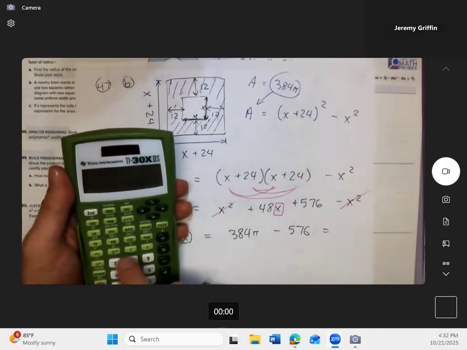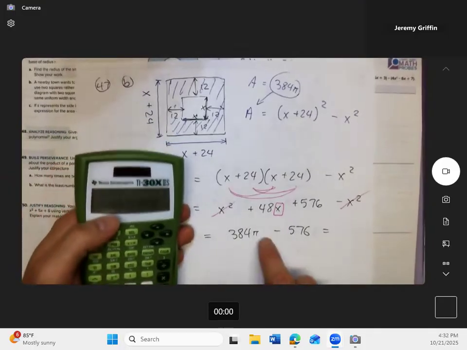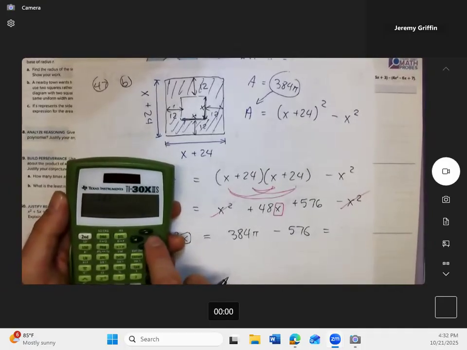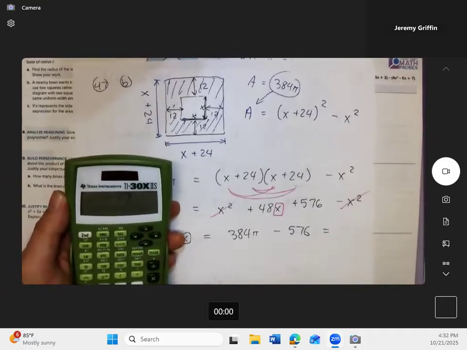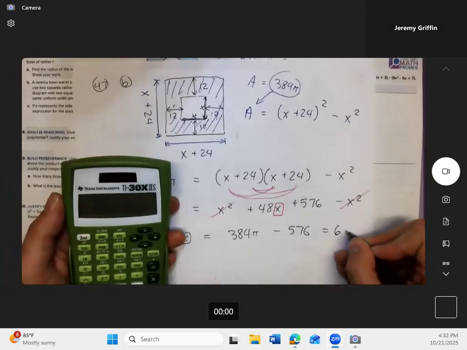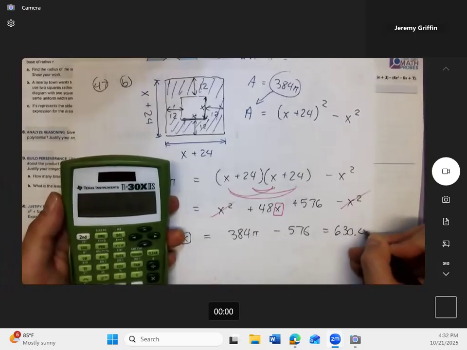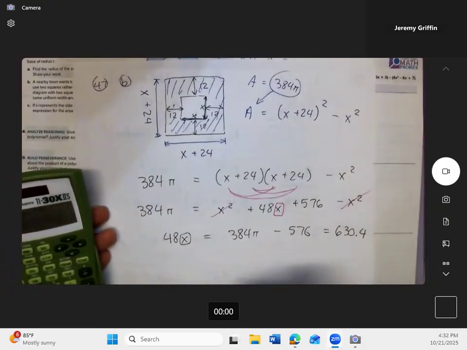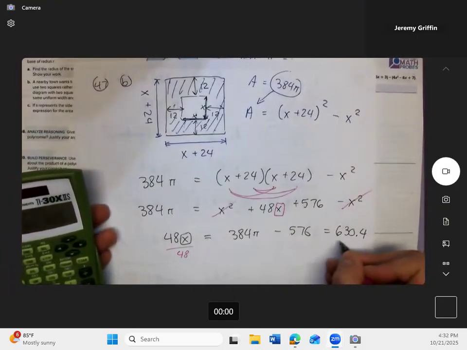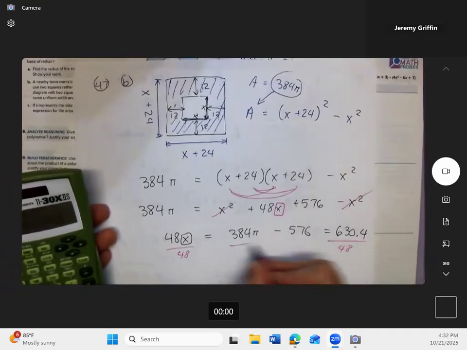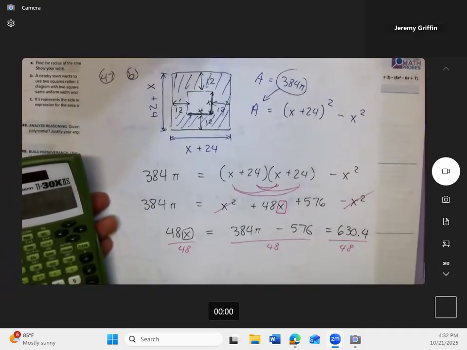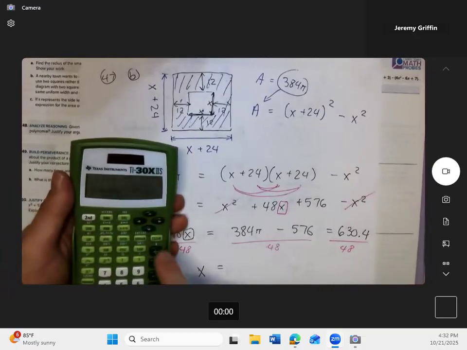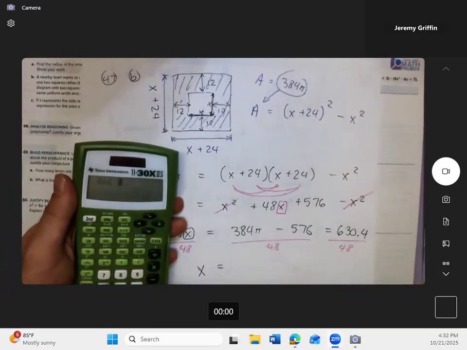What's 384 pi? By the way, this is 1,206 square feet. Subtract out 576, that's 630.4, I'll just go to the nearest tenths place. Then if I divide both sides by 48, this would also be true. That will give me the value of x. So take this value right here and divide by 48.